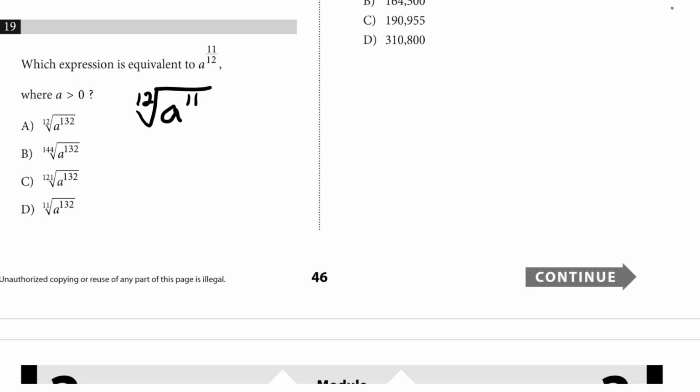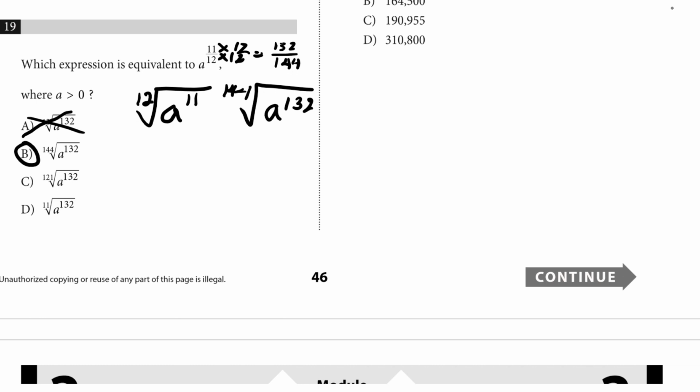If we look at answer choice A, we have 12 in the radical, but inside, as the exponent of our variable, we have 132. Can't be that one. For B, we have 144 on the outside and 132 on the inside. If we multiply the top and the bottom of our fraction by 12, we will get 132 over 144. And this will give us a to the power of 132 with 144 on the outside. And this gives us our answer.